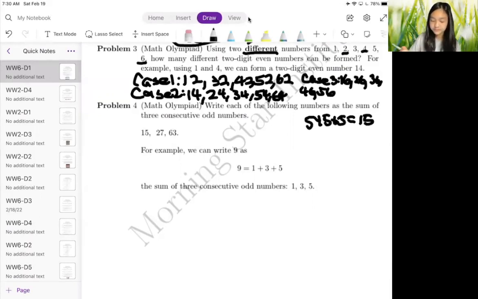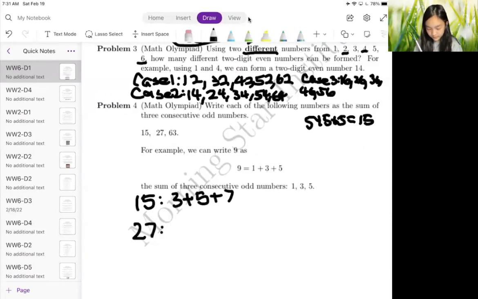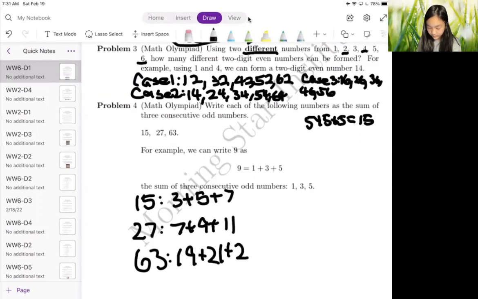Okay, problem 4. Write each of the following numbers as the sum of 3 consecutive odd numbers: 15, 27, and 63. For example, we can write 9 as 1 plus 3 plus 5. We will use guess and check, and we will play around with the numbers to see which ones work. For 15, it should be 3 plus 5 plus 7. For 27, it should be 7 plus 9 plus 11. For 63, it should be 19 plus 21 plus 23.